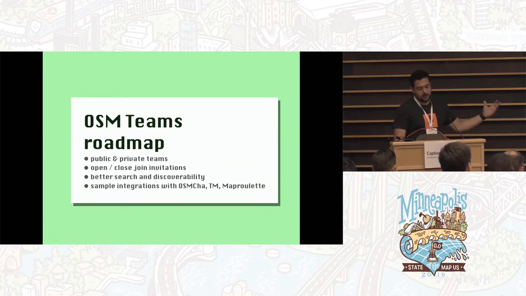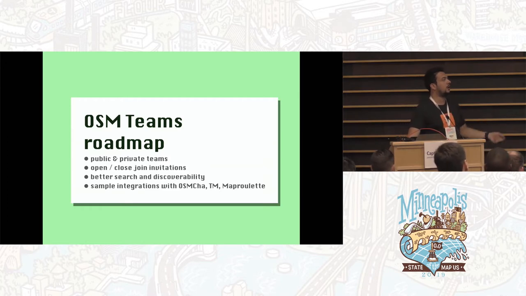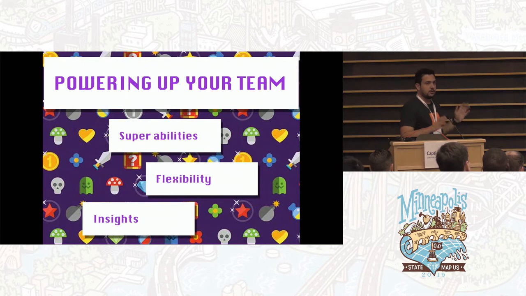On the roadmap, right now, if you go to mapping.team, all the teams are public and open. You can join any team. But we want better search and discoverability of teams, maybe searching by hashtags, etc. And then we want to build those integrations with OSMCha and MapRoulette, etc. So that was, I guess, what we have till now.